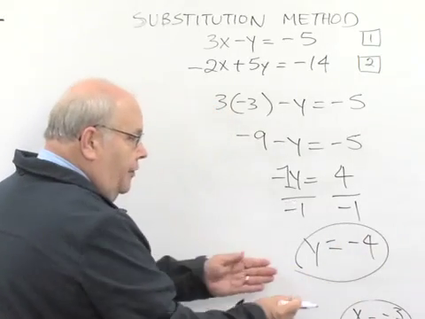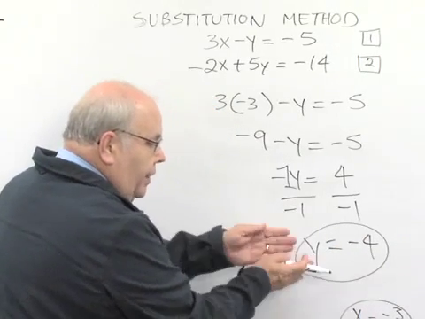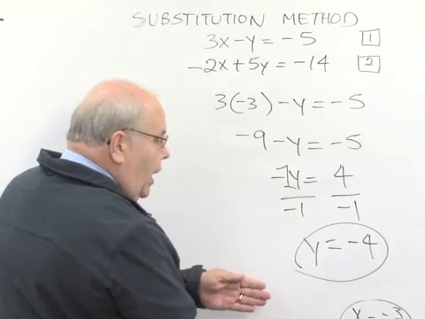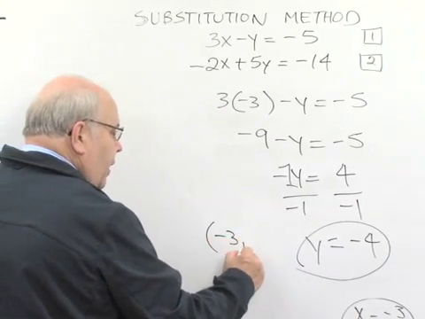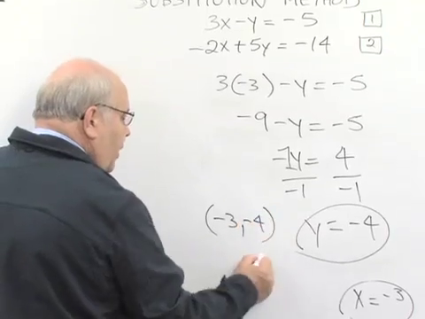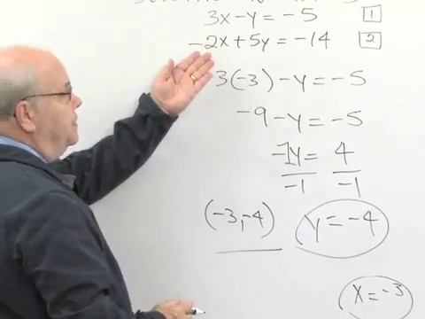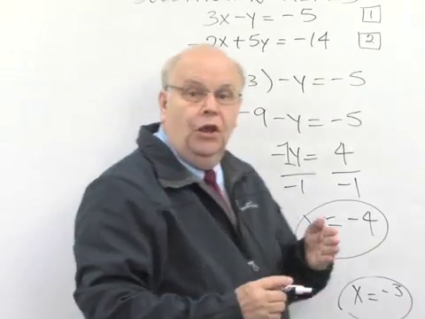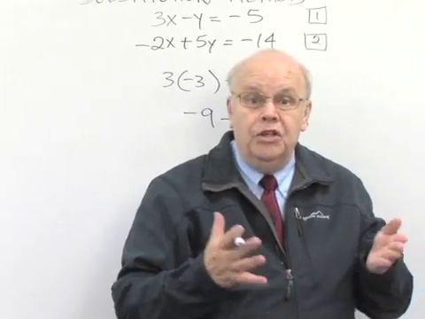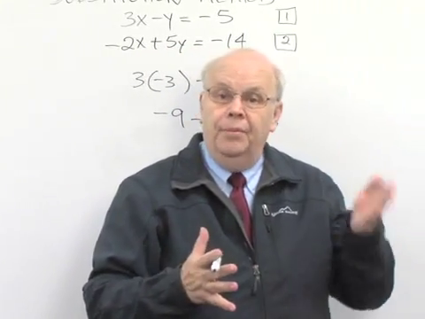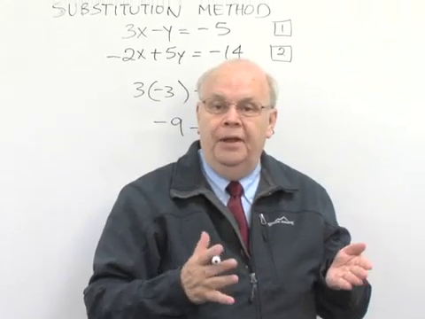So we have discovered x is negative 3, y is negative 4, and we usually write it as an ordered pair, negative 3, comma, negative 4. So the answer to the system of equations is the ordered pair, x is negative 3, y is negative 4, and we just write it in parentheses form, parentheses, negative 3, comma, negative 4.